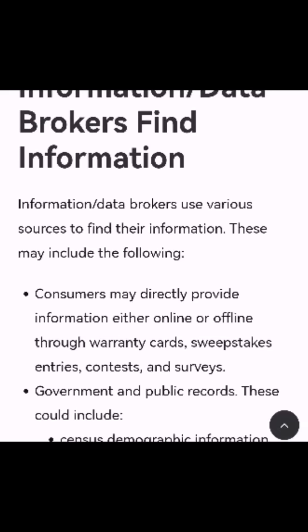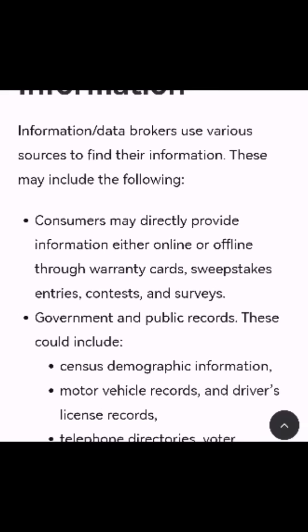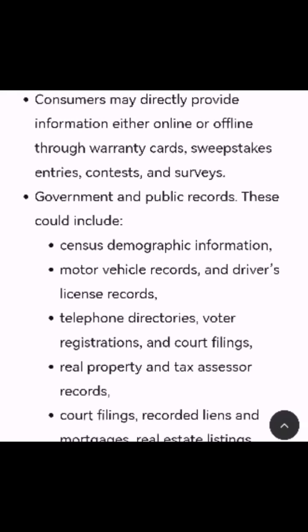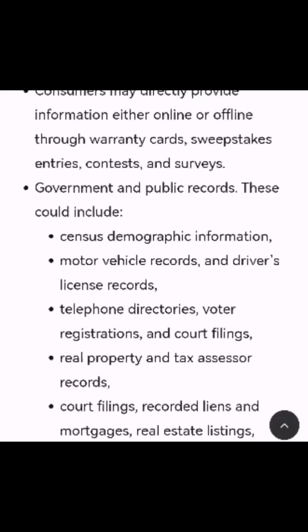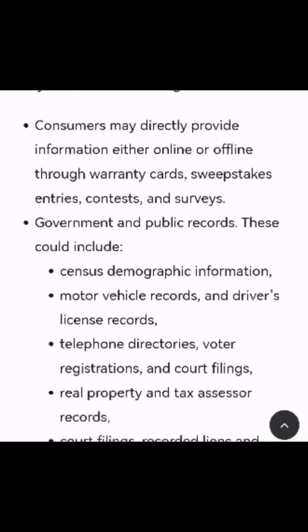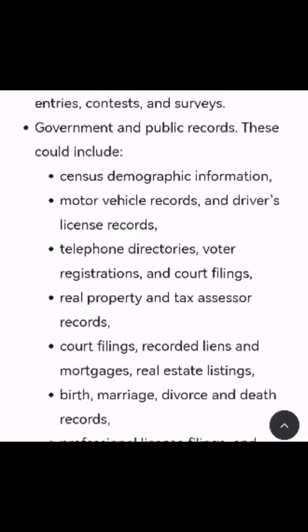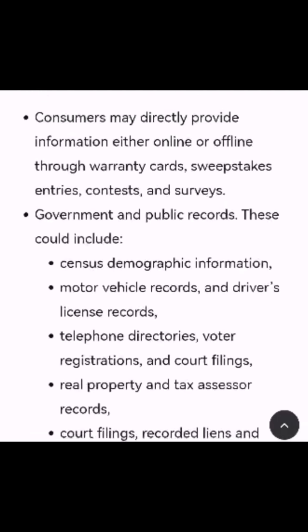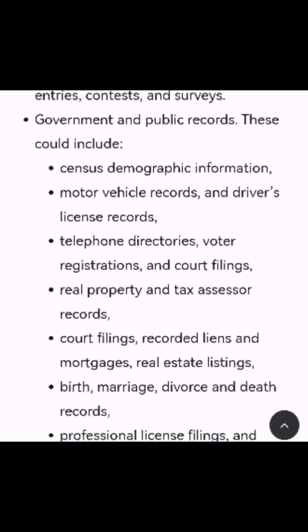How information or data brokers find information. Information or data brokers use various sources to find the information. These may include the following: consumers may directly provide the information either online or offline through warranty cards, sweepstakes entries, contests and surveys.